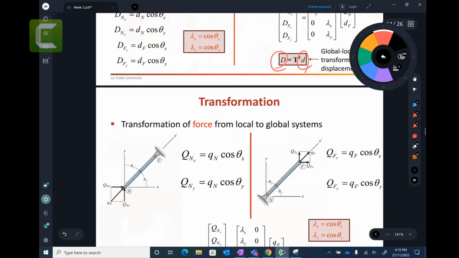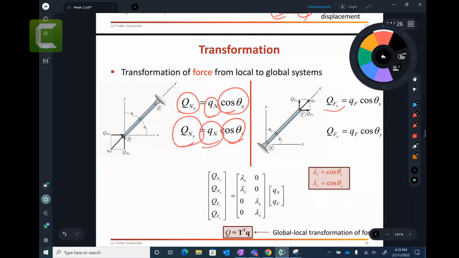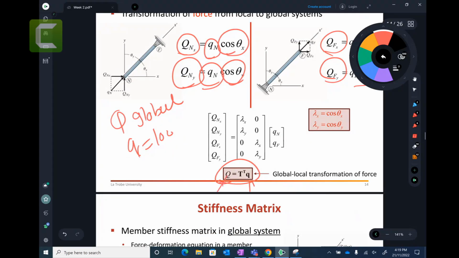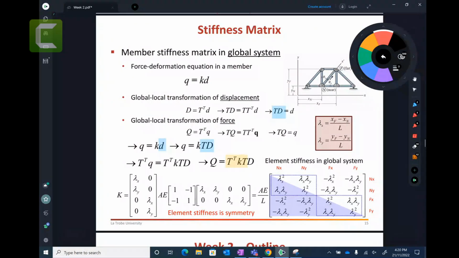Again, dn same bar theta x theta y, and we get the relationship between these global and locals. What about forces? Same thing. If you are applying the force in the global, local, cos theta x, global, cos theta y. It's just trigonometry. The force and so on. This is global, capital Q is a global, and small q is a local. And again, trigonometry, and you can get the matrix, and you have these equations, which is the global force and local force.